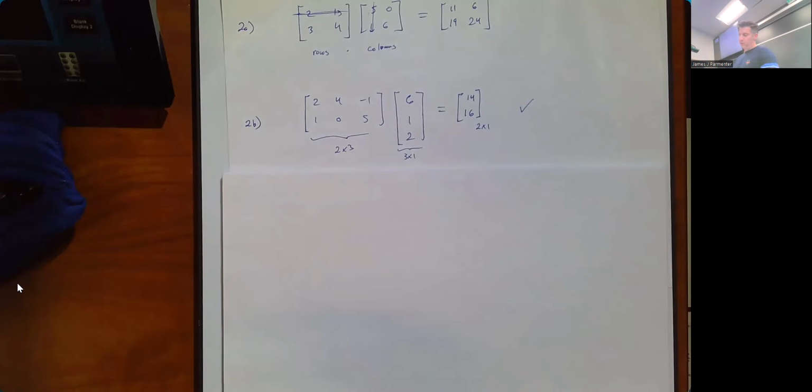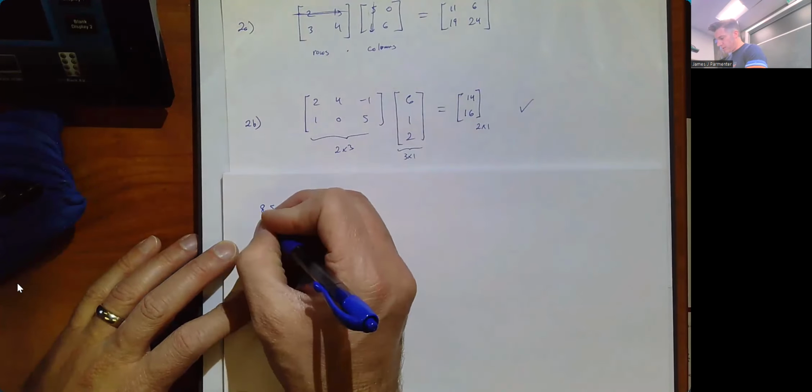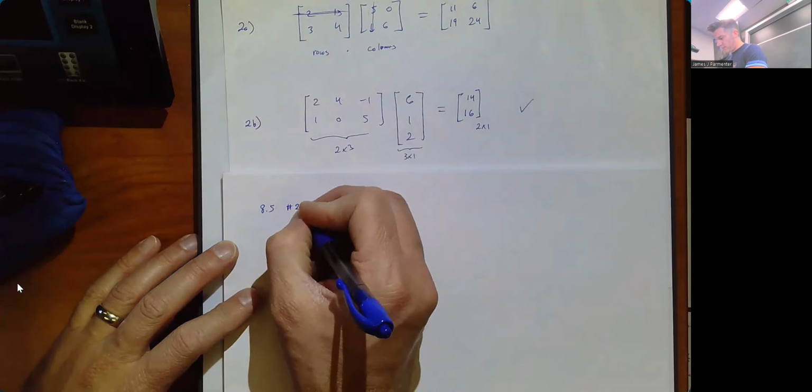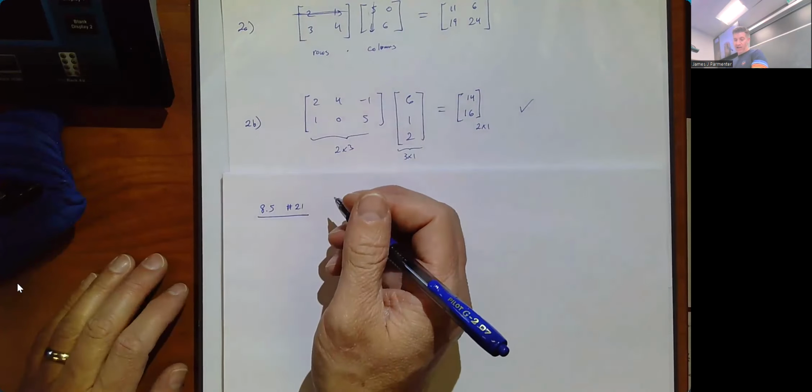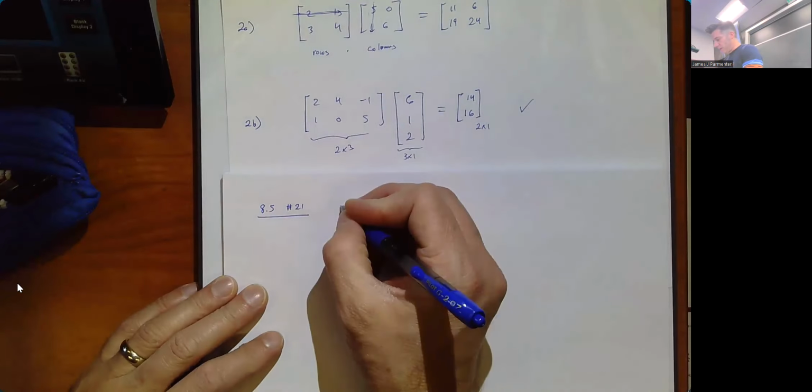Let's look at another example from section 8.5. We'll do a few of these and then we'll move on to more just matrix stuff. So 8.5, number 21. This one kind of requires a lot of writing. I'm going to try and make it as painless as possible, but there's a lot of words right here. So here's the setup.